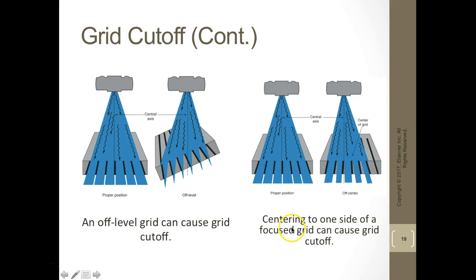And then here you can see centering to one side of a focus grid can cause grid cutoff. So if you're straight on, you can see that it's coming through at the proper distance and with the angles of the lead strips. But if you're off-centered, the divergent beam is off, so you're going to have some grid cutoff.